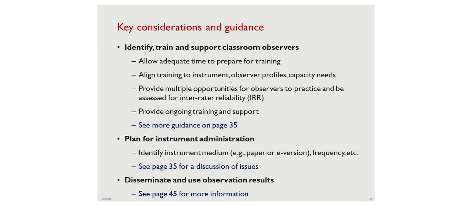Aligning the training to the instrument also is really key, providing so many opportunities for observers to practice. So it's a very hands-on training. And then that we're assessing inter-rater reliability multiple times to see if there's improvement, to see where additional support is needed. And that gets to another point about ongoing training and support. Some survey respondents noted that training is not just one and done, that if you are using classroom observation for monitoring, or you're doing it again at an end-line assessment for evaluation, or even coaches, they all need ongoing training and support. So plan for multiple opportunities for training of observers. And you can see some more guidance on page 35.